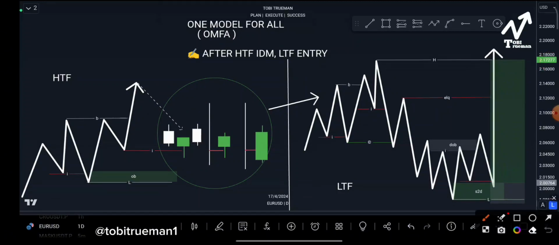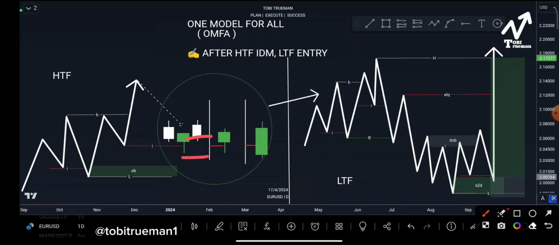Like this has already given us a single candle order block. You can see this green candle over there. That's a single candle order block. We can enter the trade directly. Enter here, put stop loss below, and set target to this high point.